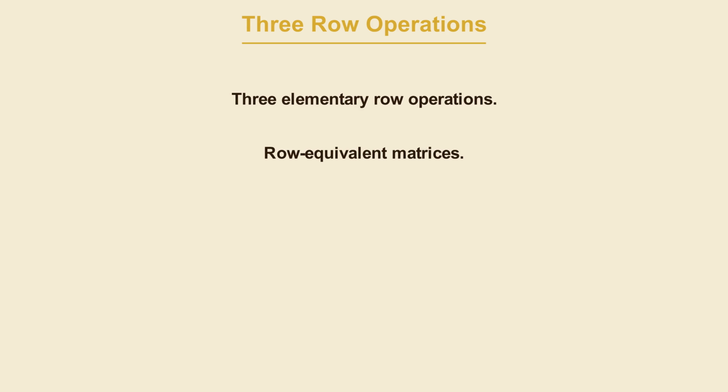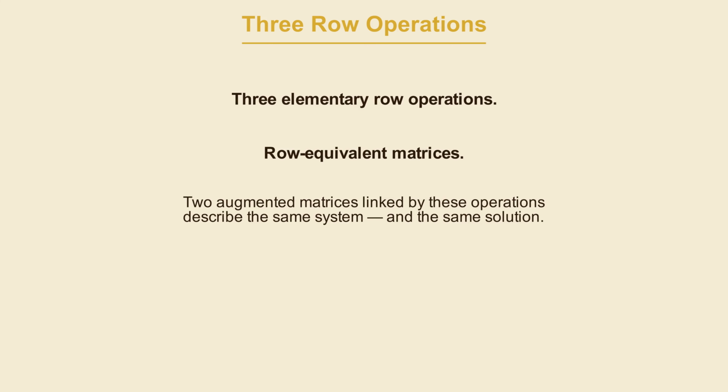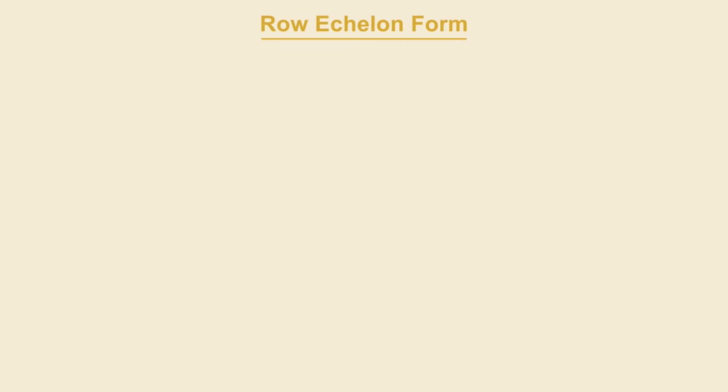So the idea behind this process is that any two augmented matrices that you can get from one another using only these three operations will describe exactly the same system and will arrive at the exact same solution. We're going to call those two different matrices that explain the same thing row equivalent. That property is how this whole procedure works. We can transform the matrix as much as we'd like without changing the correct answer. So what are we going to do with these three operations?